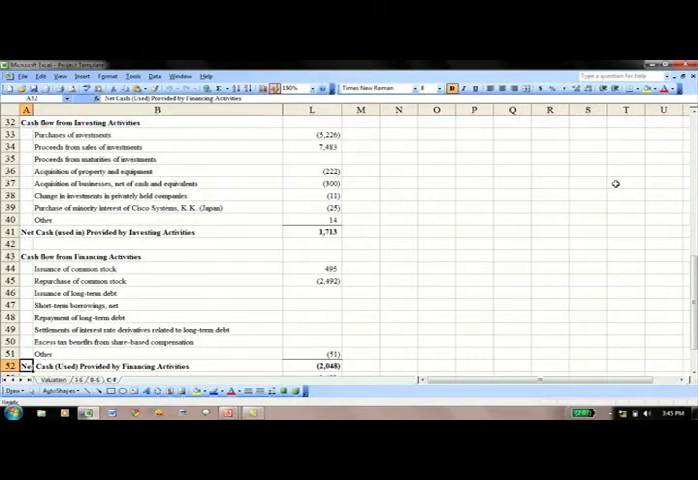So what you have here in line 34 is proceeds from sales of investments. This is money that came into Cisco's coffers because of the various investments that actually got liquidated. Acquisition of property and equipment, fairly simple, straightforward. $222 million was spent on buying various properties, equipment, computers, testing machines, what have you.